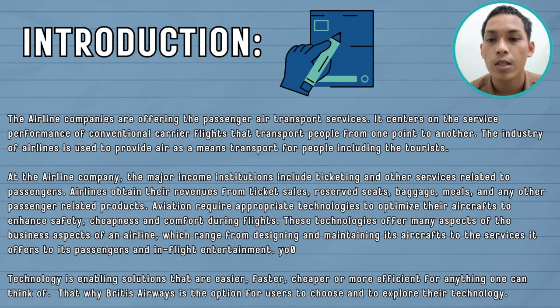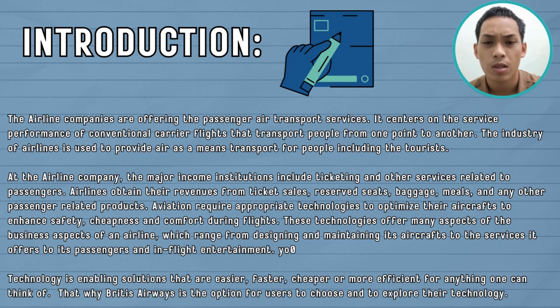Assalamualaikum. For the introduction, airline companies offer passenger air transport services. It centers on the service performance of conventional carrier flights that transport people from one point to another. The airline industry provides air transport for people, including tourists. At an airline company, the major income sources include ticketing and other services related to passengers. Airlines obtain their revenues from ticket sales, reserved seats, baggage, meals and any other passenger-related products.